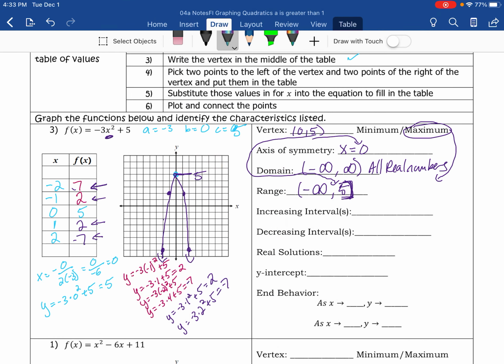My increasing interval goes from here to here. So it stops at 0. So from negative infinity to 0.